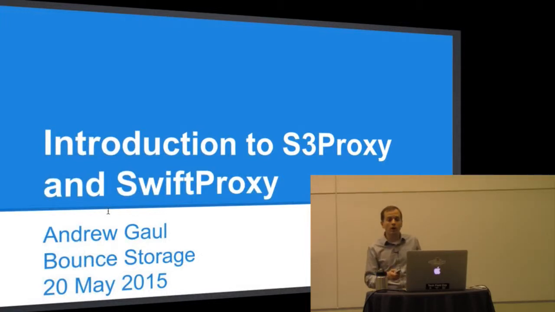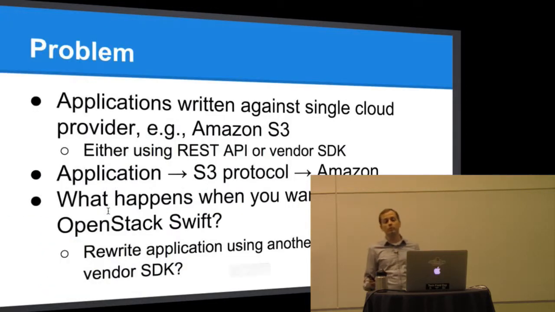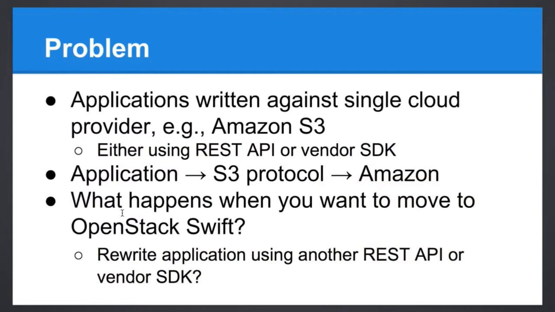So before we start, I'd like to describe a particular problem to you. Today, cloud applications are usually written against a single cloud provider, for example, Amazon S3. These either use the REST API or a vendor SDK to communicate to the provider. The state machine looks really simple here. The application talks the S3 protocol to the Amazon provider.